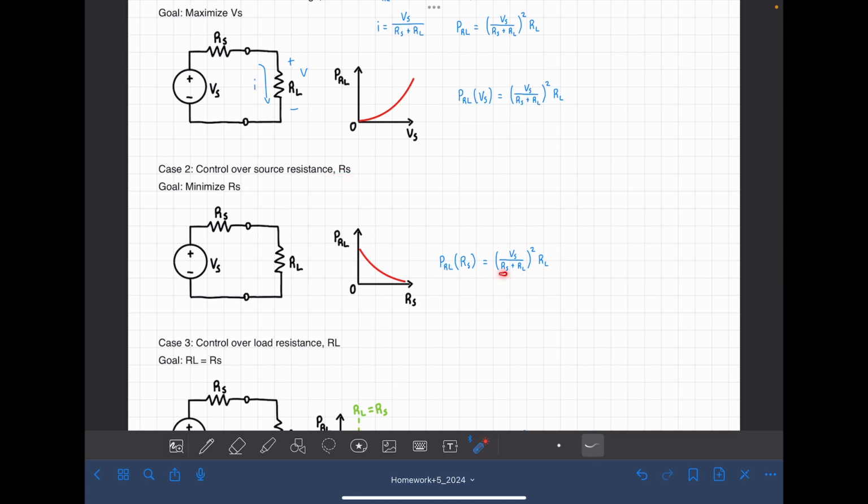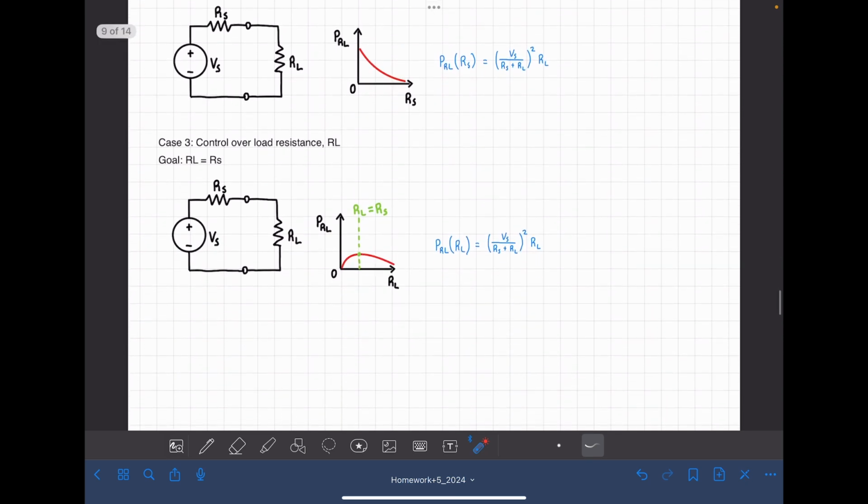The next case is if Rs is our independent variable. We can see Rs is at the bottom of the fraction right here. So that means increasing Rs will decrease the power. So in general, we want our source resistance to be as small as possible, ideally as close to 0 as possible, because that is where our power will be maximized.